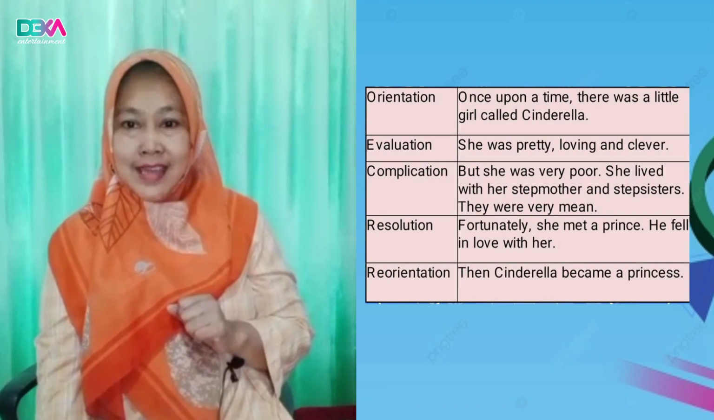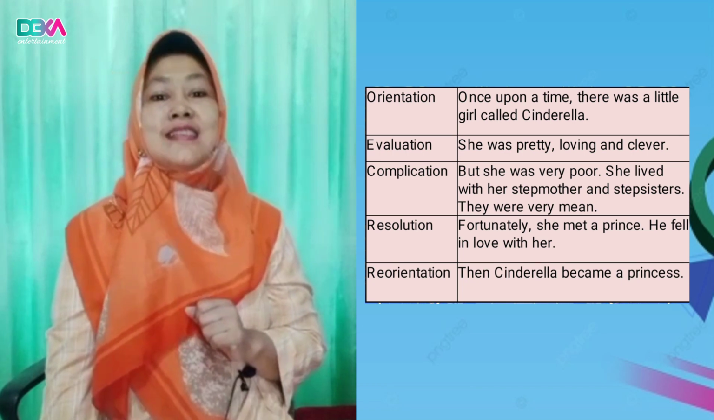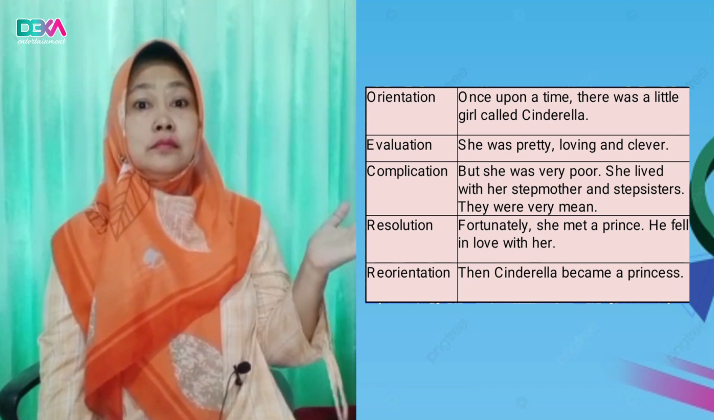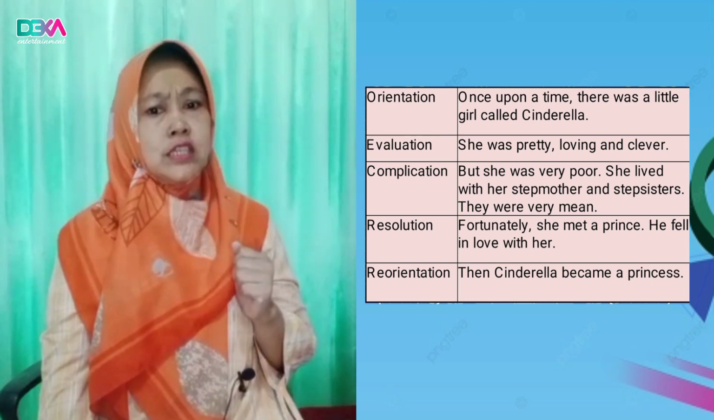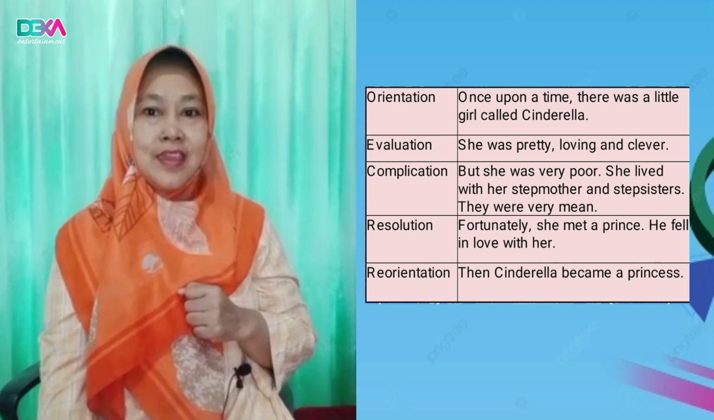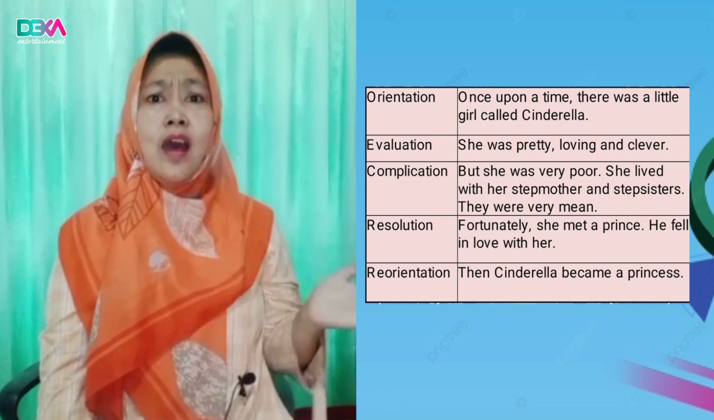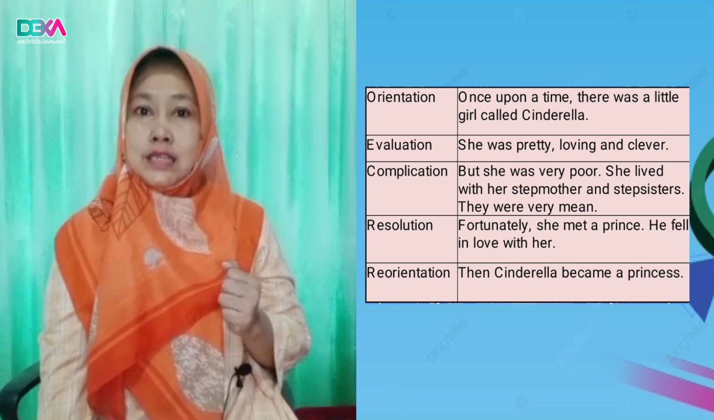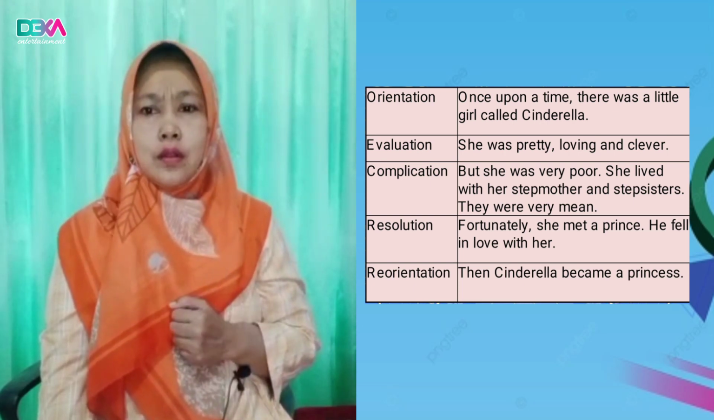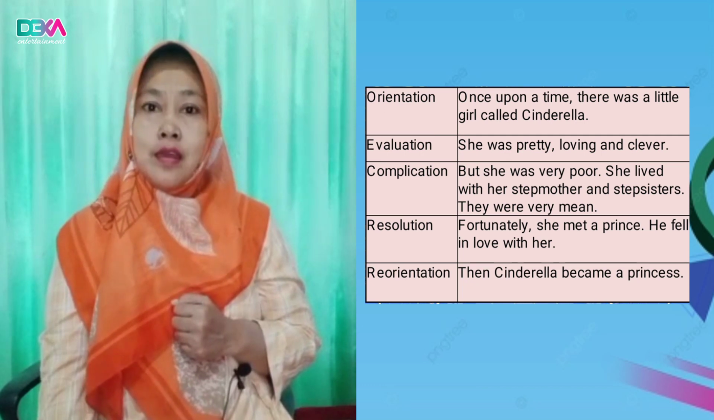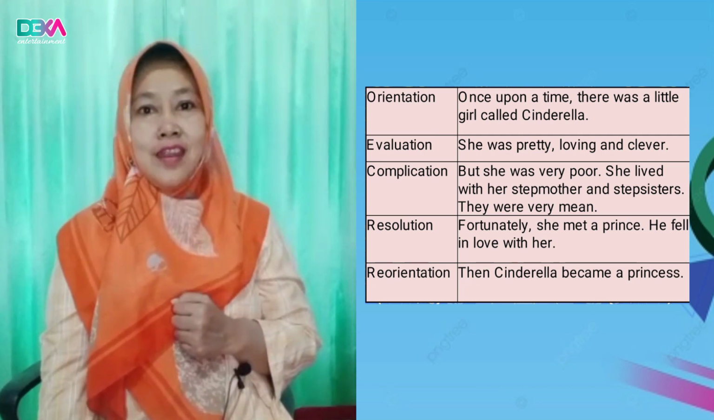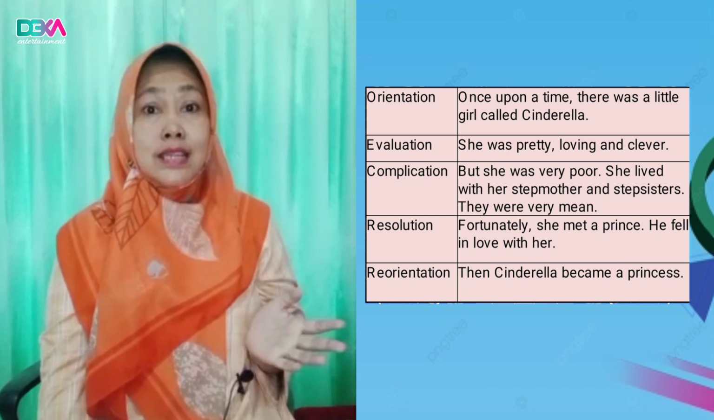Okay, the generic structure, number one is orientation. Can you mention what the orientation of the Cinderella story is? The orientation is, once upon a time, there was a little girl called Cinderella. And then, what is the evaluation? The evaluation here is, she was pretty, loving, and clever. What are the complications? The complications are, but she was very poor. She lived with her stepmother and stepsisters. They were very mean.